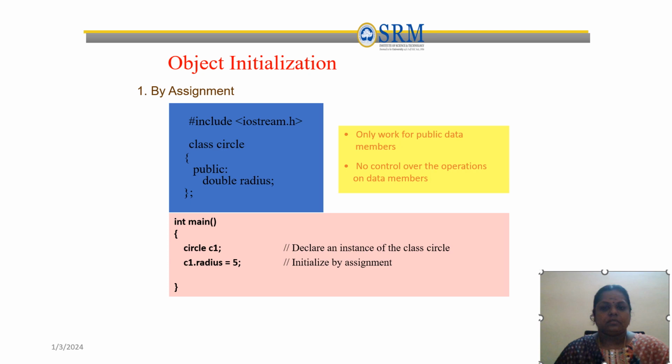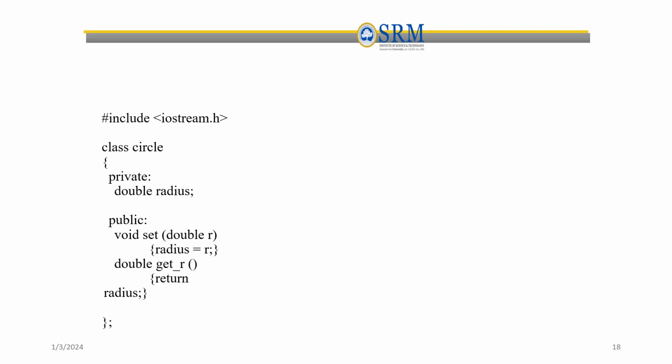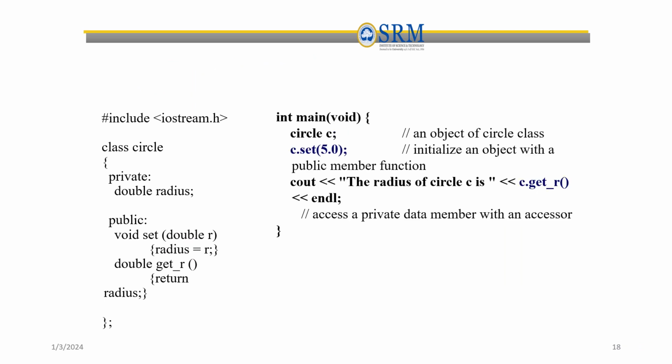This only works for public data members, with no control over the operations on data members. So the next type is by public member functions. So how is it defined?